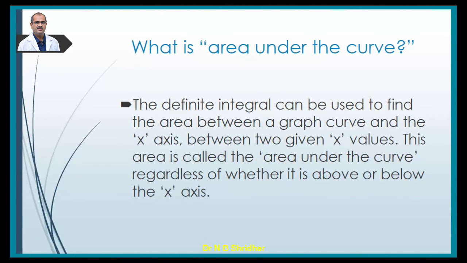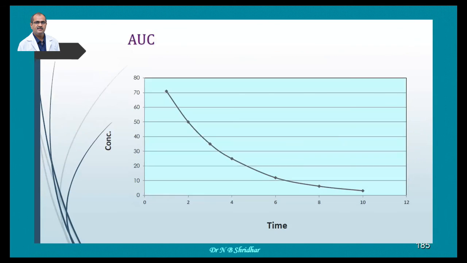Area under curve is considered regardless of whether it is above or below the x-axis. This area under curve means we are taking two concentrations of the drug, two x values, and in between these two x values we are calculating how much quantity is there in the body of the animal. Then this is known as the area under curve.